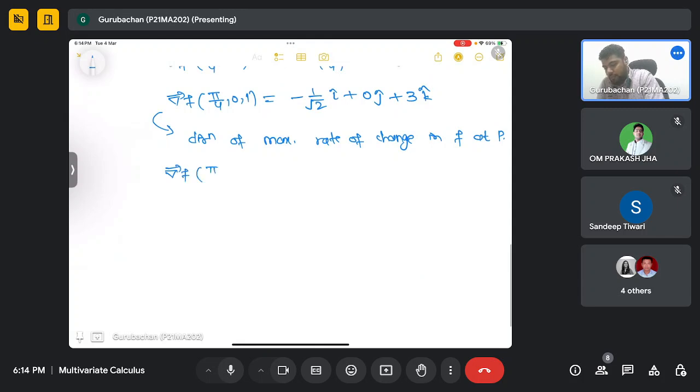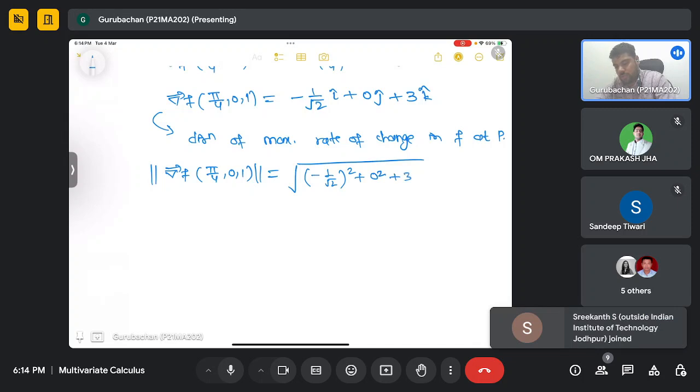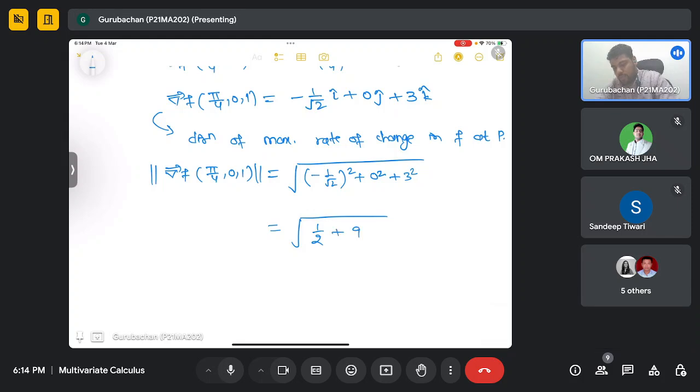Del f at pi by 4, 0 and 1, its magnitude will give us under root of (1 by under root 2) squared plus 0 squared plus 3 squared. So this will give us 1 by 2 plus 9, which is under root 19 by 2. So I guess someone has told the answer, under root 19 by 2, or approximately we can write it as 3.08. Okay. Any doubt? Okay.